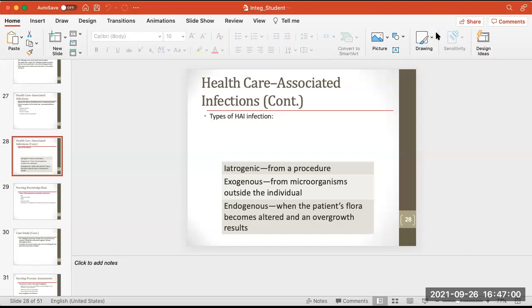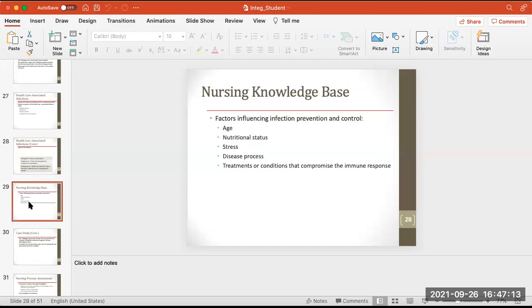All right, so continuing with the healthcare associated infections, meaning infections that usually get acquired from being in a hospital setting. And like I said, you have looked at very many different modules by now.